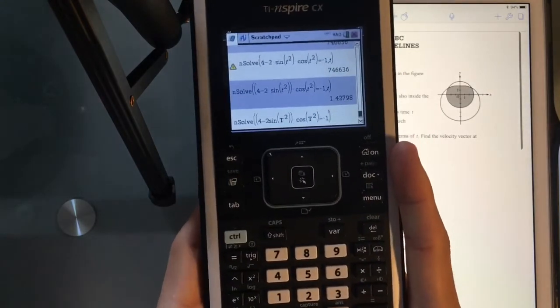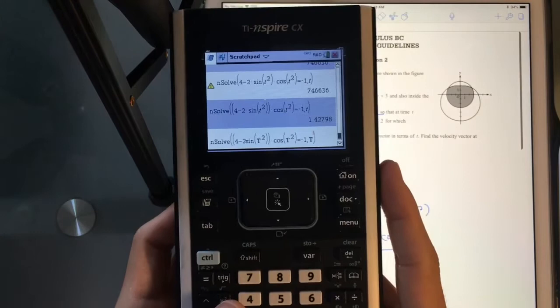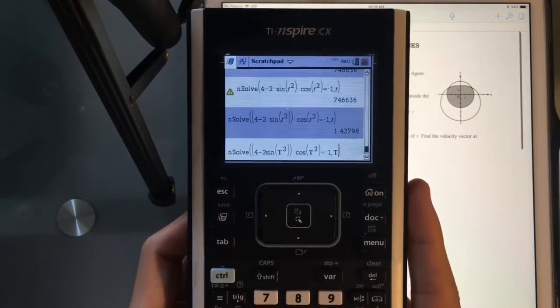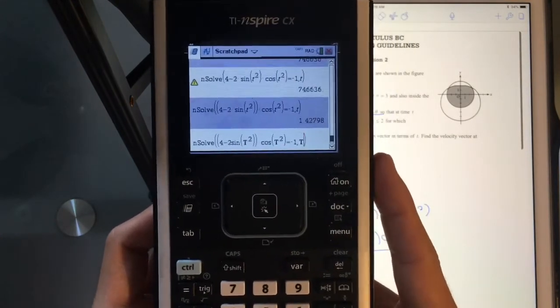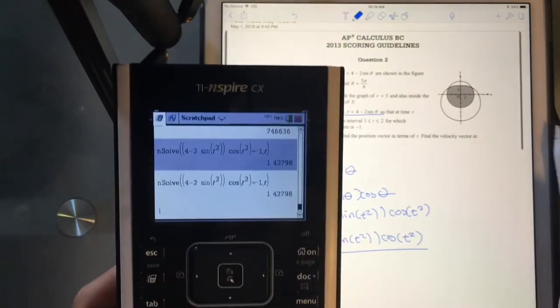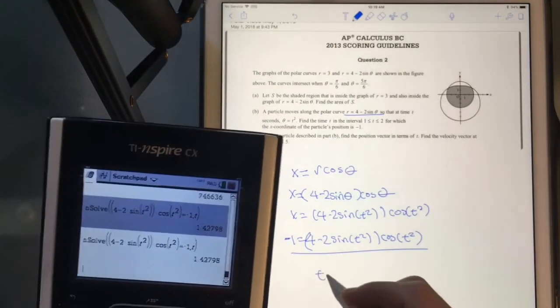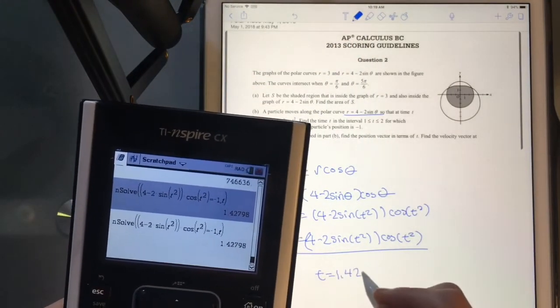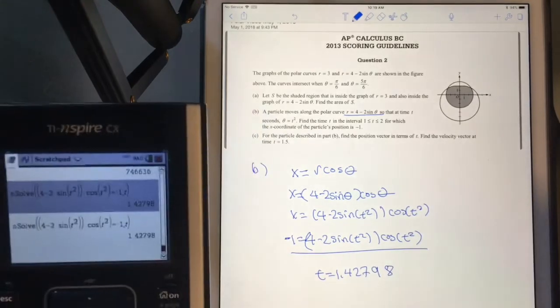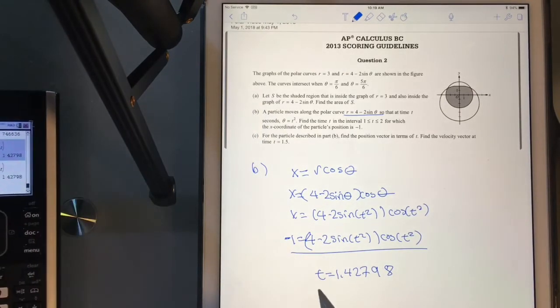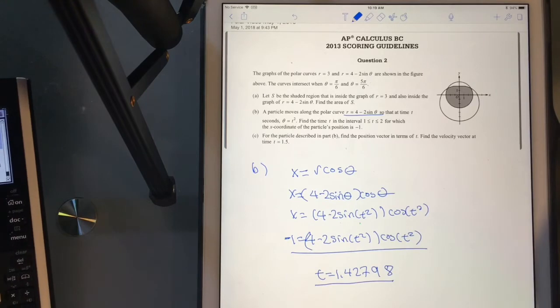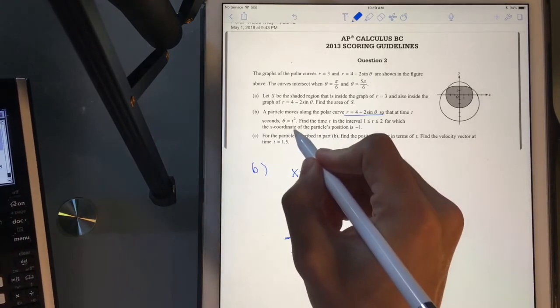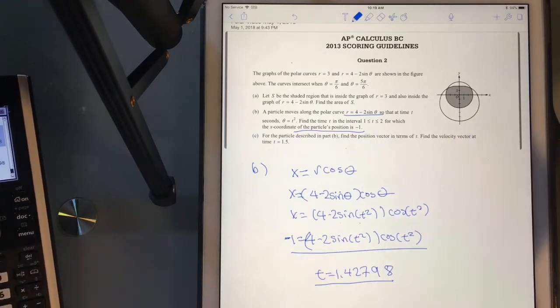Now, don't forget the comma t to indicate the variable. For Inspire, you have to do that. I'm not sure about other calculators, but hit enter, and we get t equals 1.42798. So this answer tells us that at this time, the x-coordinate of the particle's position will be -1.